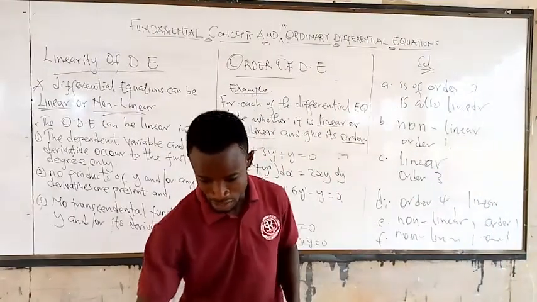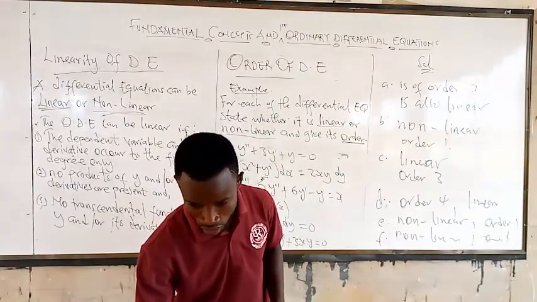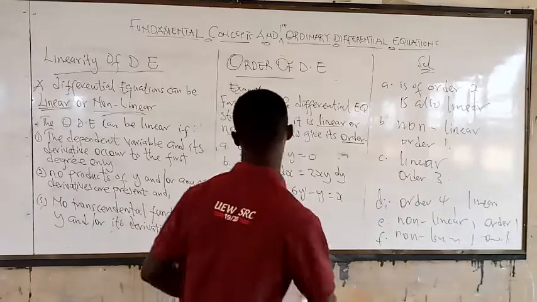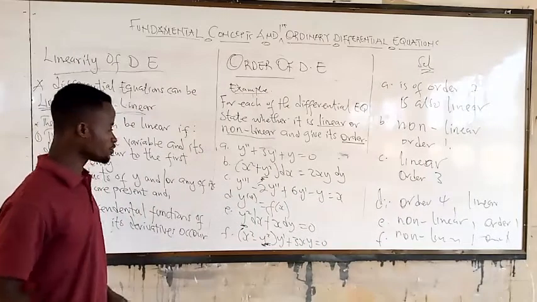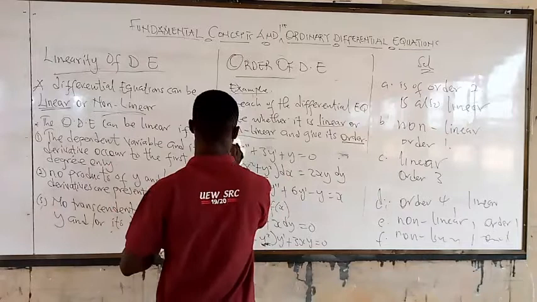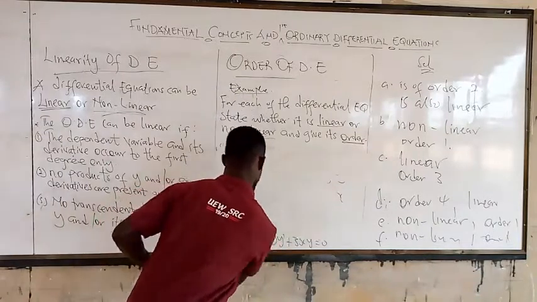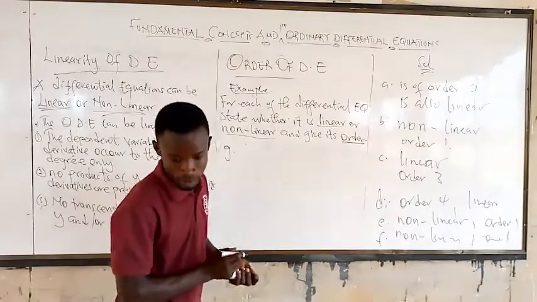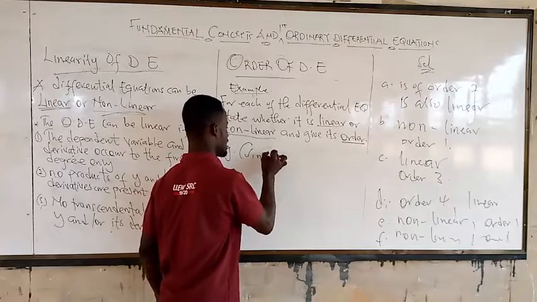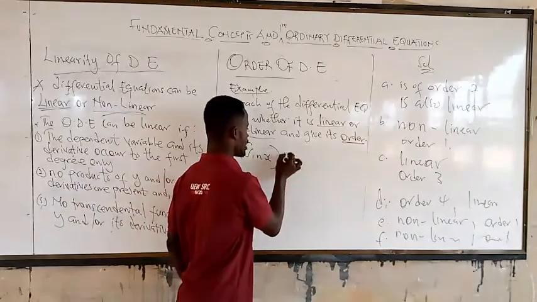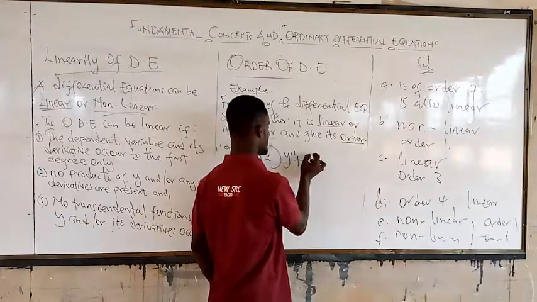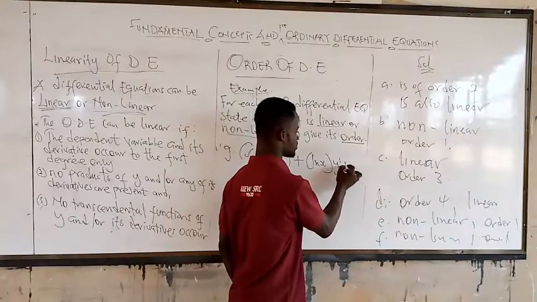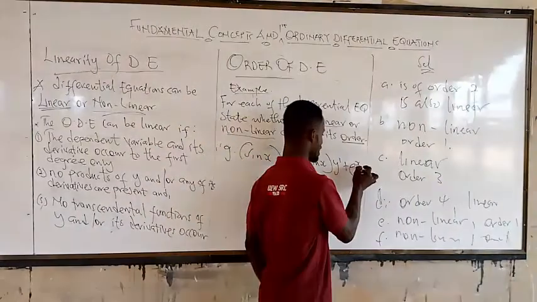Okay. Let me see if I can get more examples to add up. Good. You can pause the video and write it. Let's look at this. E, F, G. Example G. Let's design y prime prime plus ln x, y prime plus e to the power x, y.